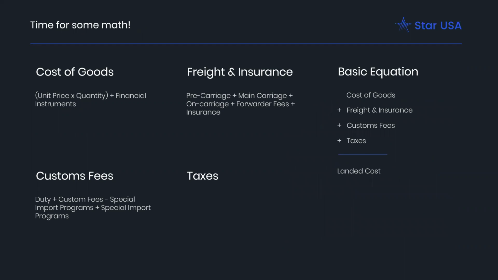Okay, so we're going to move into some math here. Loosely, we're using the basic equation of cost of goods plus freight and insurance plus customs fees plus taxes equals your landed cost. In the cost of goods, we're focusing on unit price and quantity plus your financial instruments. For freight insurance, we're looking at pre-carriage, main carriage, on carriage, forwarder fees, and insurance. And customs fees, we're looking at duty plus customs fees minus special import programs plus special import programs. And then lastly, taxes. That's loosely the kind of universe that we're focusing on here. I'm really just trying to give you a backbone into understanding what sort of fees go into these things.